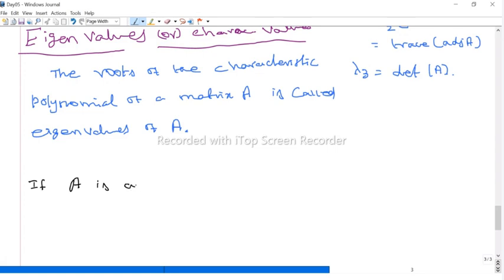If A is a square n by n matrix, then we have an nth order polynomial. That polynomial is the characteristic polynomial, and any nth degree polynomial has n roots. Suppose we have lambda 1, lambda 2, and so on up to lambda n. Maybe some are repeated, but there should be n roots, because any nth degree polynomial has at most n roots. So these are all roots of the characteristic polynomial of the matrix A, the eigenvalues of A.